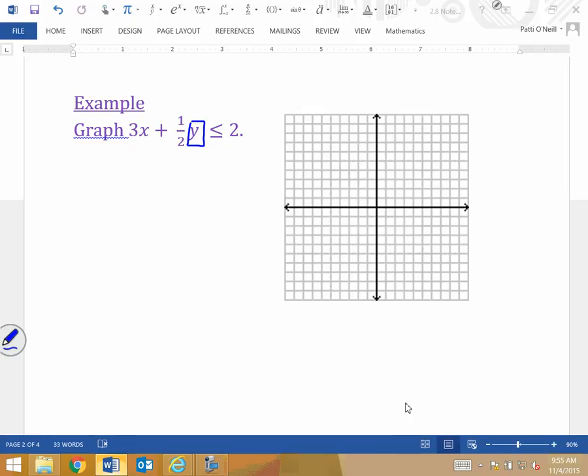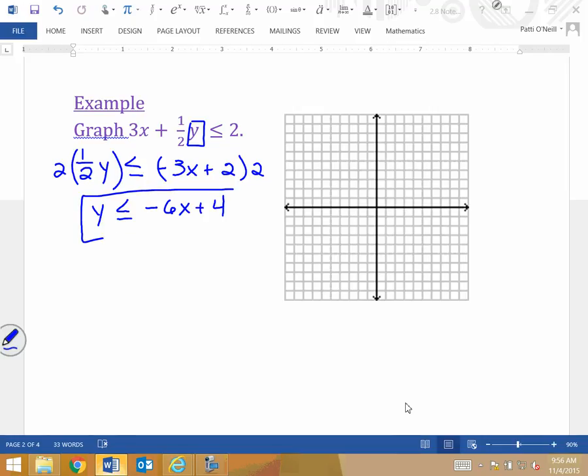So the first thing we'll do is move the 3x to the other side, and that will leave us with 1/2 y equals, oh, not equals, see, I'm falling right into the trap here, is less than or equal to negative 3x plus 2. Now to get y by itself, I'm going to multiply everything through by 2. So if I multiply both sides by 2, that's going to leave me with y is less than or equal to negative 6x plus 4. This is the inequality that I want to graph.